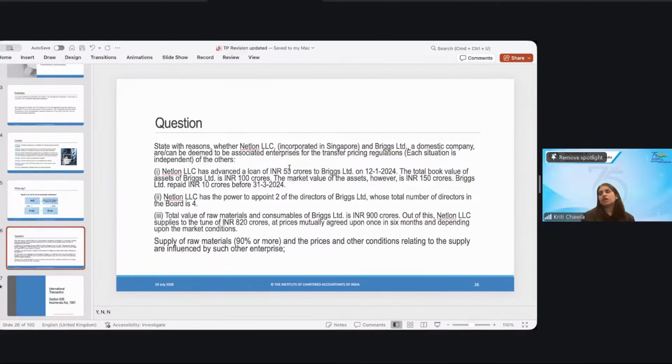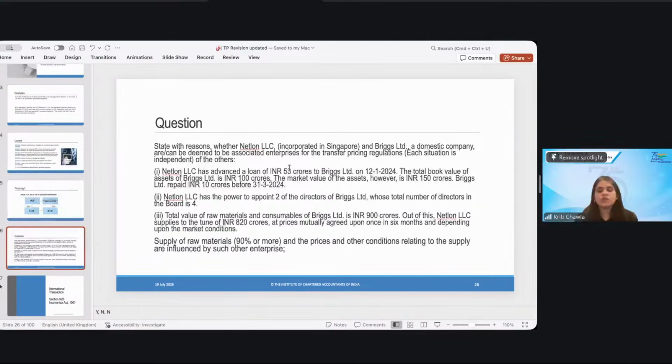You don't have to look at the market value because the law says book value of total assets, and whether they have repaid anything or not, that does not count because the law says at any time. So at any time they had 53 crores, and that is what is to be counted.